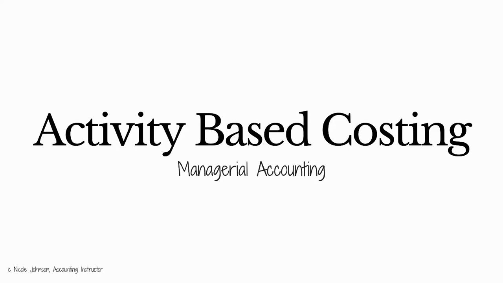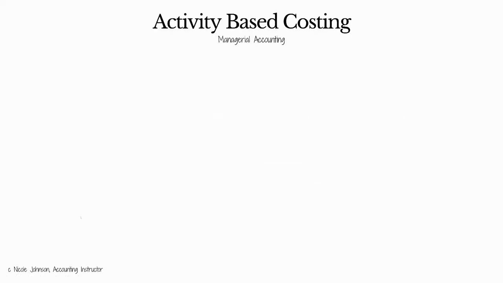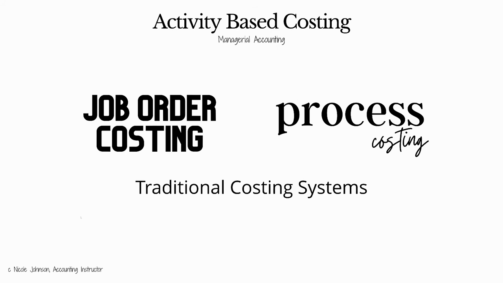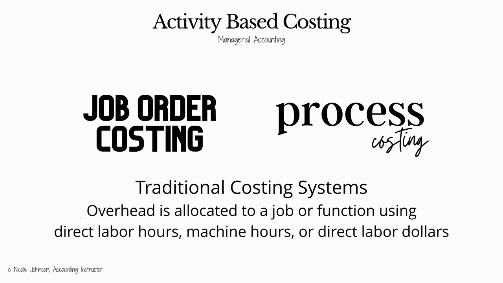Today in managerial accounting, we're going to look at activity-based costing. Let's do a little throwback time. In the past, we've talked about job order costing and process costing. These are considered to be traditional costing systems. Overhead is allocated to a job or function using direct labor hours, machine hours, or direct labor dollars in this type of costing system.